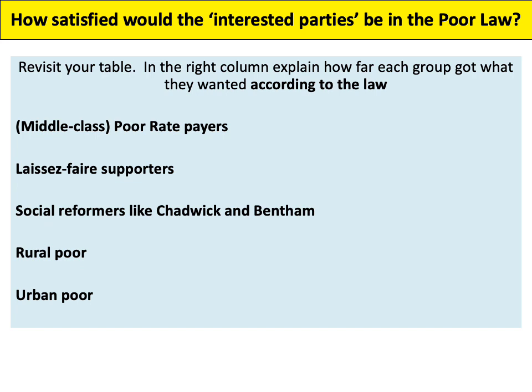So going back to that table that you partly filled in, you should now be able to do the final column. So in the right-hand column, which should still be blank, again, looking at those 5 groups, you now know what happened in 1834. How far did each group get what they want? So did the ratepayers get to pay lower rates? Well, there was a curb on spending because the outdoor relief wasn't just being given out willy-nilly anymore. However, they did have the immediate cost of providing workhouses to contend with, although at least that was done by unions rather than individual parishes.